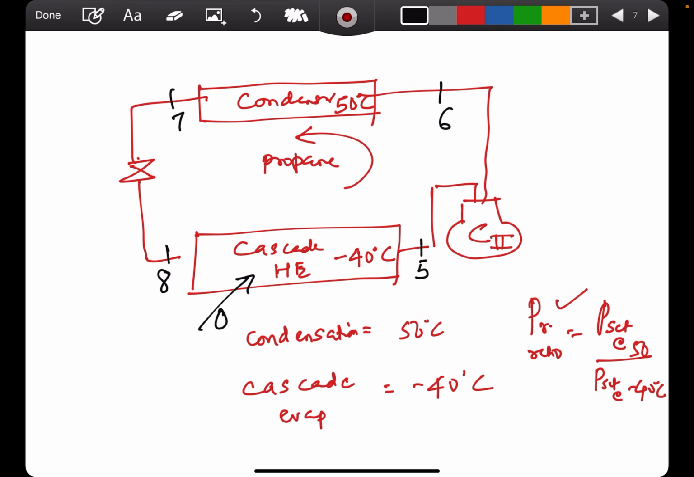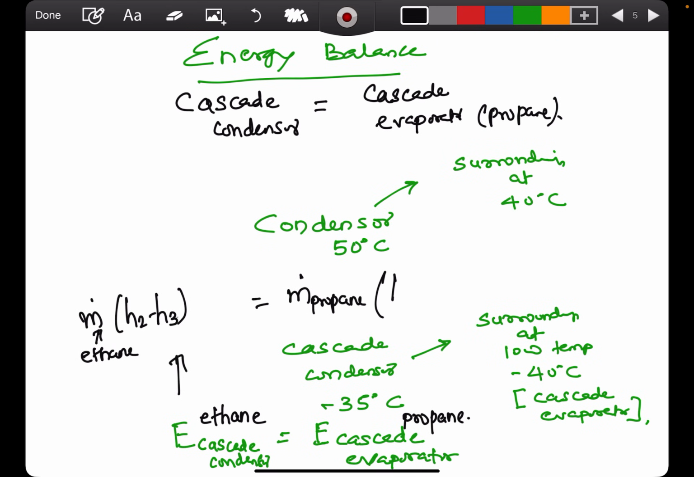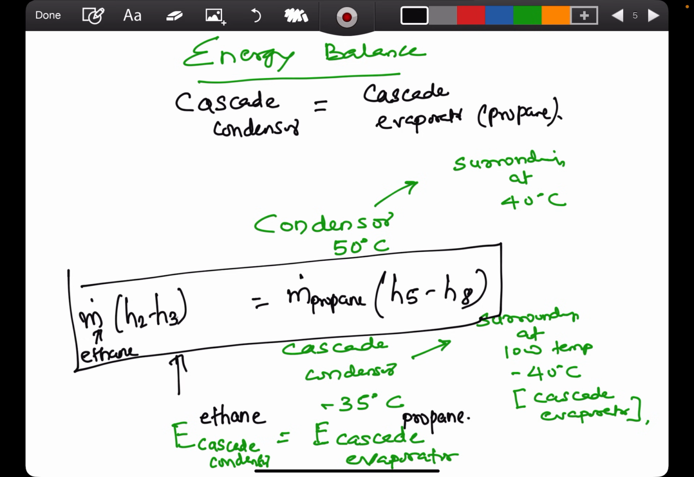The heat which is rejected by the ethane is going to come to propane, and that would be increasing its enthalpy. So m dot of propane into H5 minus H8 would be the heat gained by propane. So the energy balance is like this: m dot ethane into H2 minus H3 is equal to m dot propane into H5 minus H8. This is the energy balance for the cascade heat exchanger, that is cascade condenser and cascade evaporator.